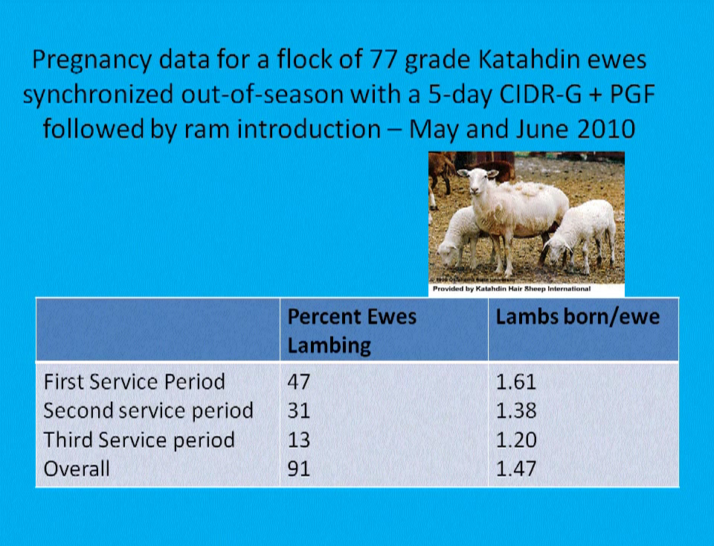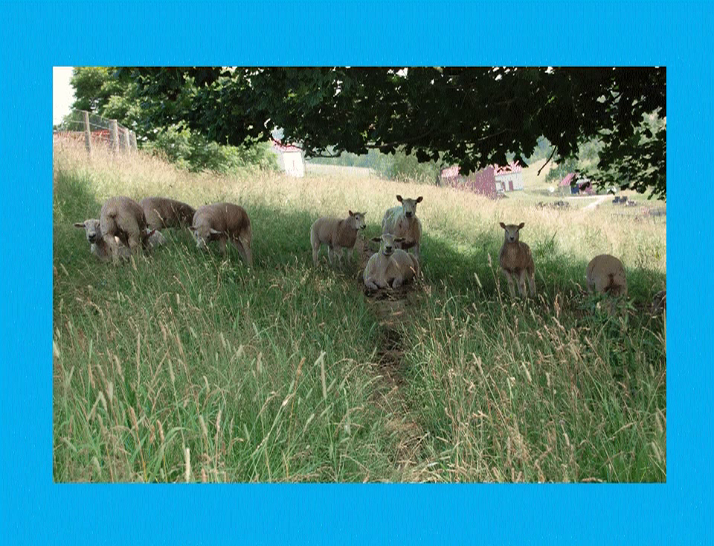They're vigorous little buggers. Are these service periods out of season? That's your success rate out of season? That's correct. Those are all out of season. May, June, out of season for typical ewes. It's not as far out for those Katahdins.